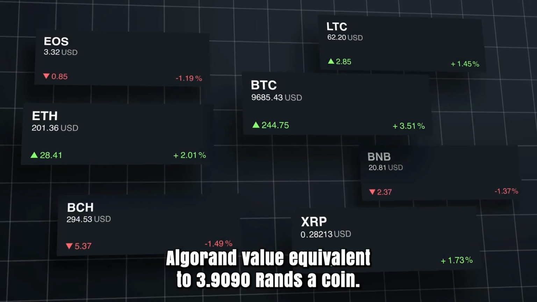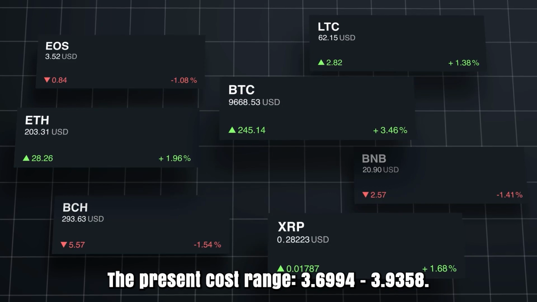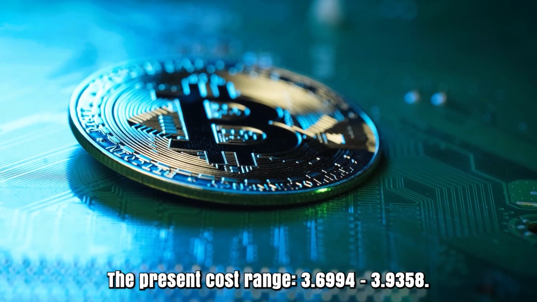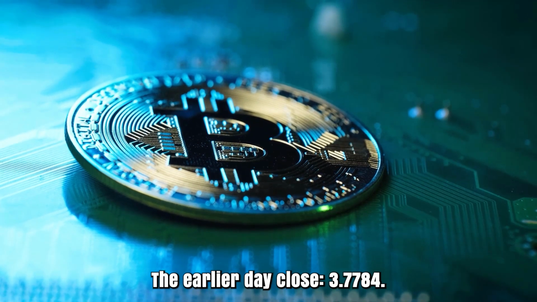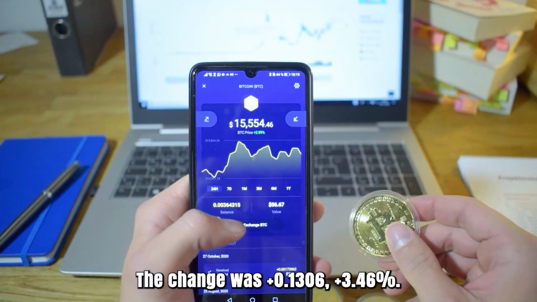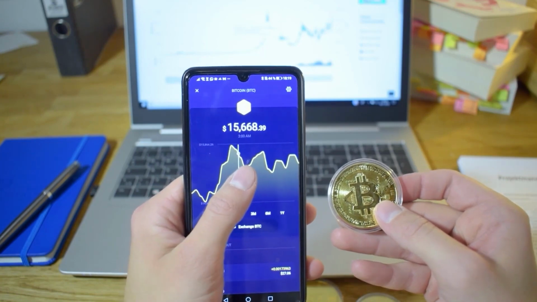Algorand value is equivalent to 318.90 rands a coin. The present cost range is 369.94, 390, 358. The earlier day close was 317.784. The change was plus 0.1306, plus 346%.